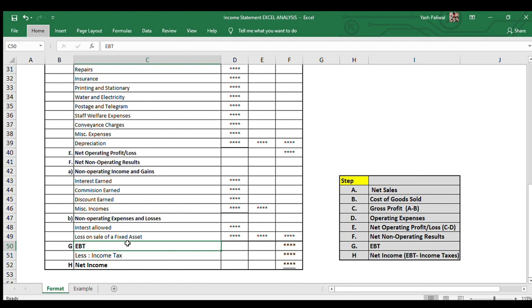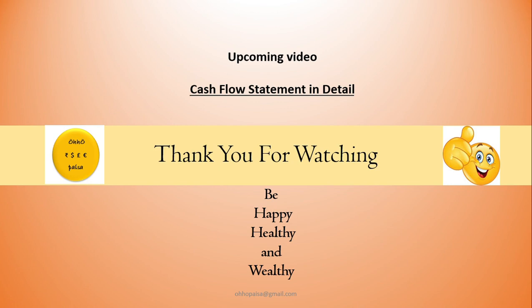Now to arrive at net income, you have to subtract income tax from your earnings before tax. This will give you net income. This is the amount that flows into your retained earnings on the balance sheet after deductions for any dividends. And you can also refer to this table to remember the sequence of activities to arrive at net income. Friends, that's all about how to prepare income statement.